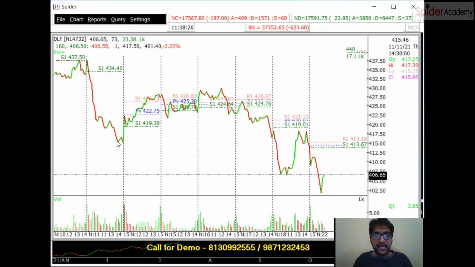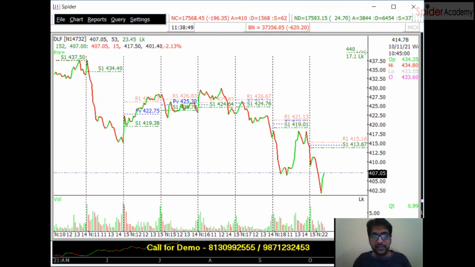And similarly, if we are talking about inside CPR, it means the current day R1 is less than the previous day R1, and the current day S1 is greater than the previous day S1. So it comes inside the range of the previous CPR.